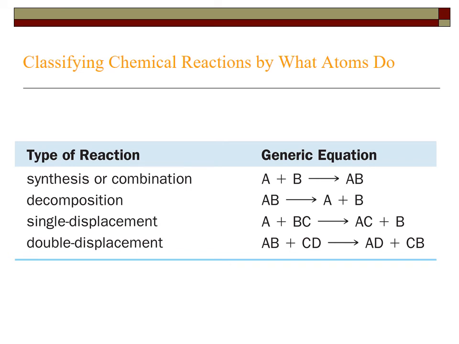Now what about double displacement? AB plus CD gives me AD plus CB. That is a precipitation reaction. Some theorists argue that acid-base doesn't follow double displacement, but for the sake of our class, if we were to take the cation and anion and switch them, we would follow the double displacement reaction.